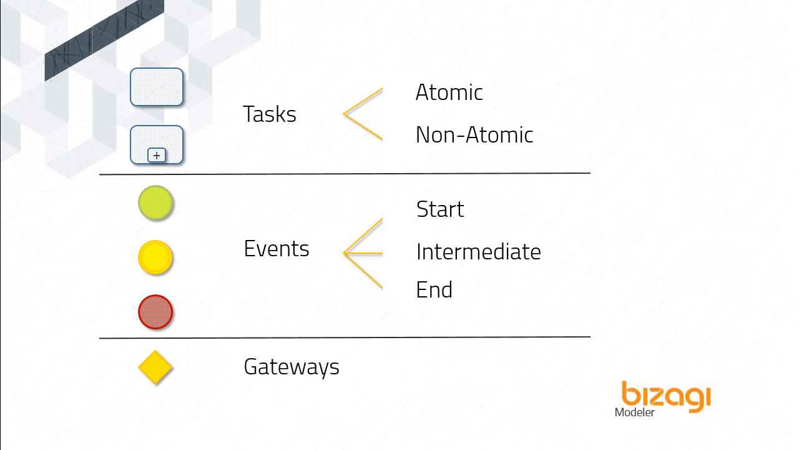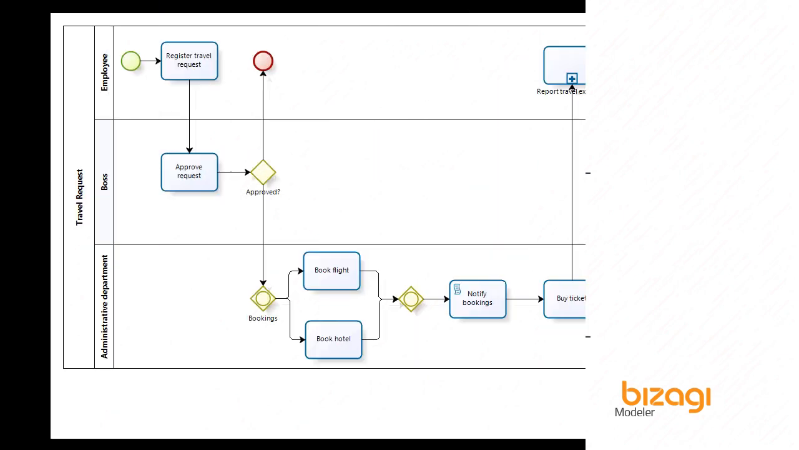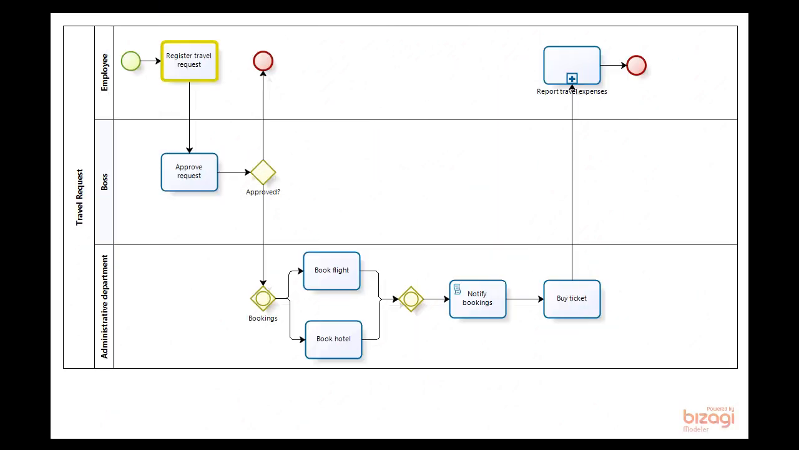Gateways are diamonds. These elements are used to control the divergence and convergence of the sequence flow. This is a travel request process where an employee requests a flight ticket and hotel reservation. The boss approves it. The administrative department handles bookings and the employee registers all expenses.